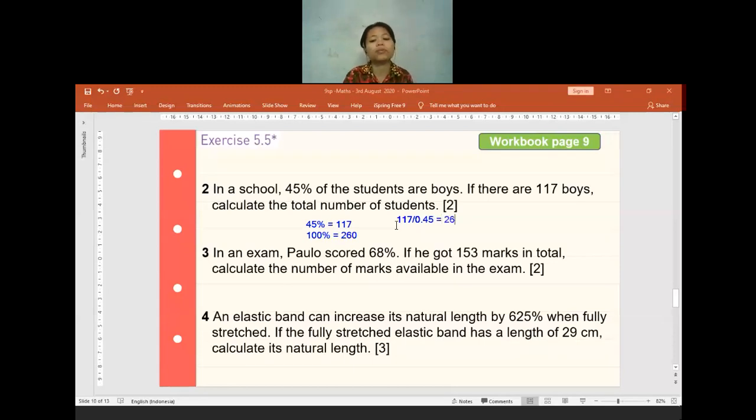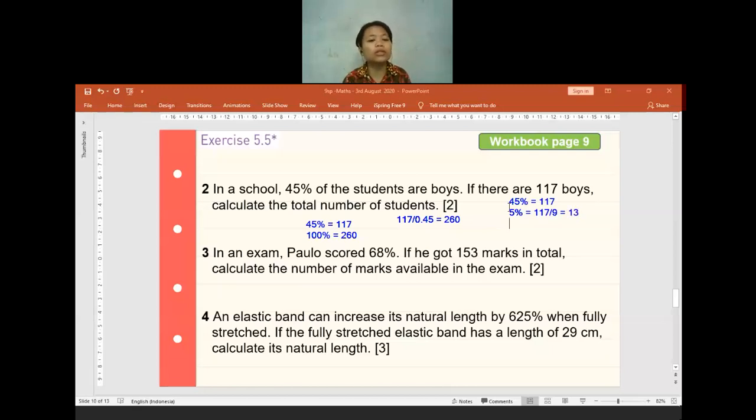You can divide by the multiplier, or if you feel more comfortable with the ratio, we can do 45% is equal to 117. And then from the 45%, I can find the 5%. Or if you want to find 1%, that is also okay. I will just do 5% because 5% is a factor of 100. From 45 to 5, I need to divide by 9. So the 117, I divide by 9. It will be equal to 13 students.